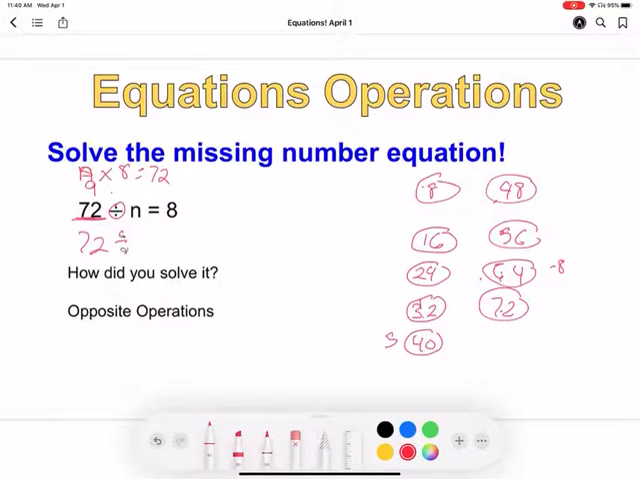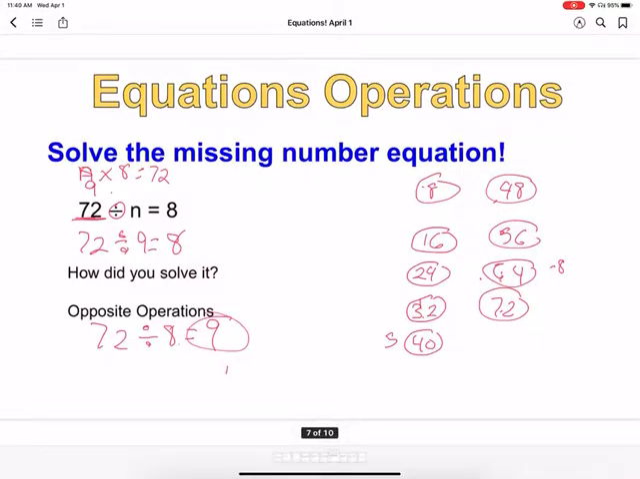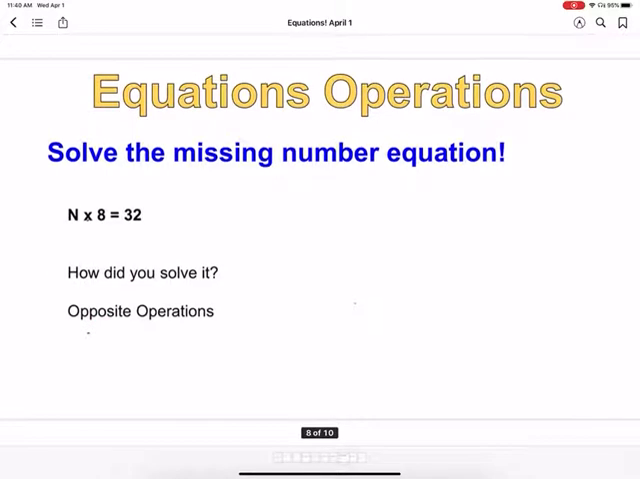72 divided by 9, yeah, still equals 8. I could even write it as 72 divided by 8, and yeah, that equals 9 also, that missing number. Okay, there are a couple ways of solving, is what I'm trying to show you. Let's move on to the next one.